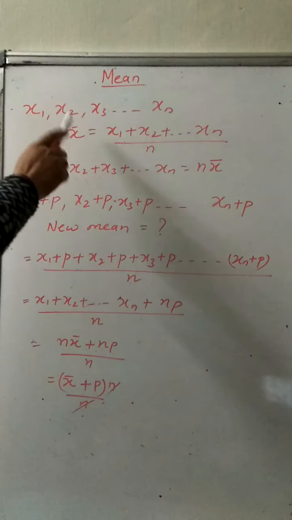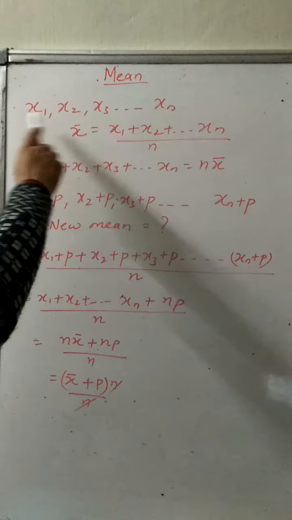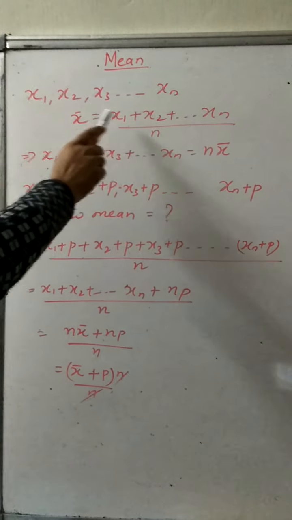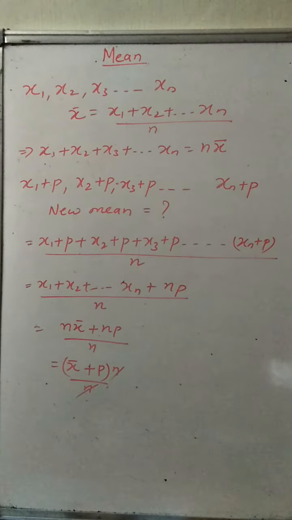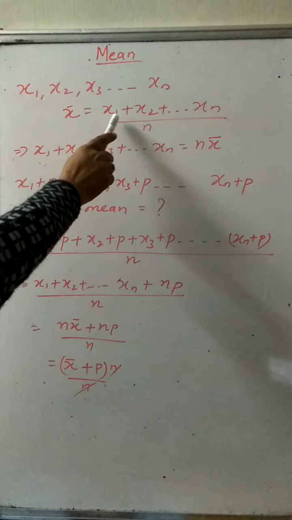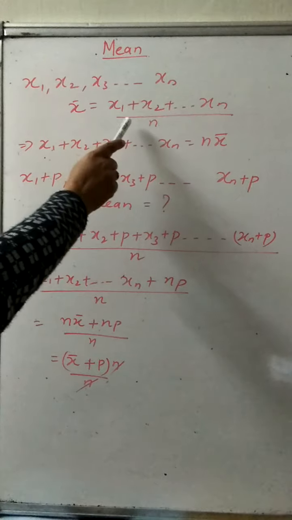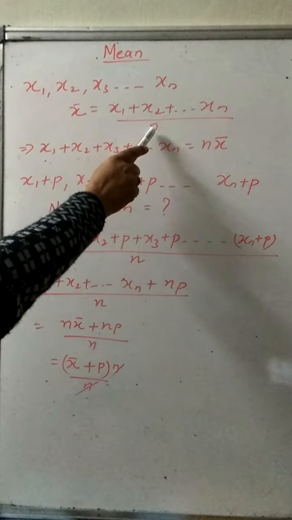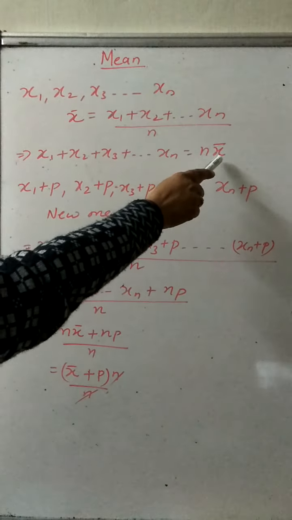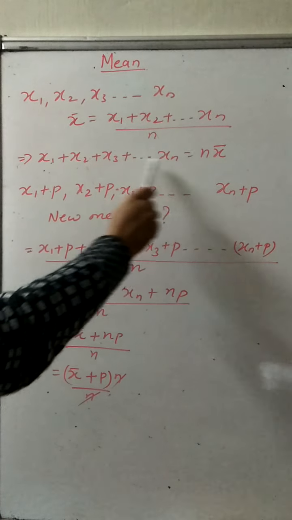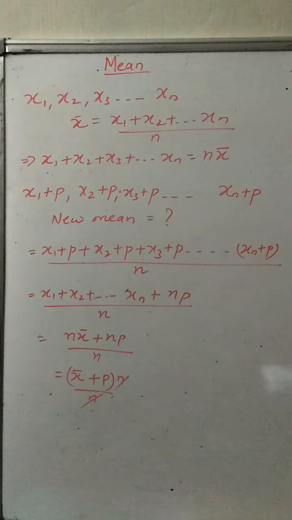Now x1, x2, x3 up to xn. These are the number of observations whose mean is x bar, which we have already studied. When we have to find the sum of all these observations, what we will do? We will do mean into number of observations, that is n into x bar. So this will give you the sum of all observations.